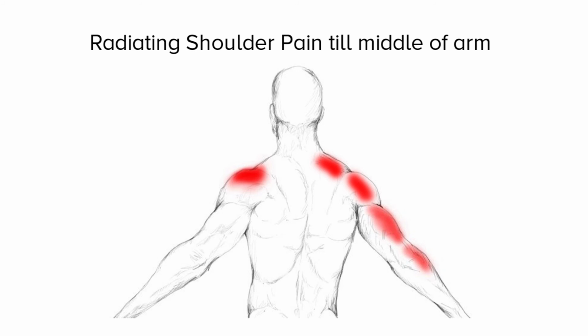The other important sign is that the patient will have pain during the night time, which radiates up to the middle of the arm. These are the signs of rotator cuff disease.